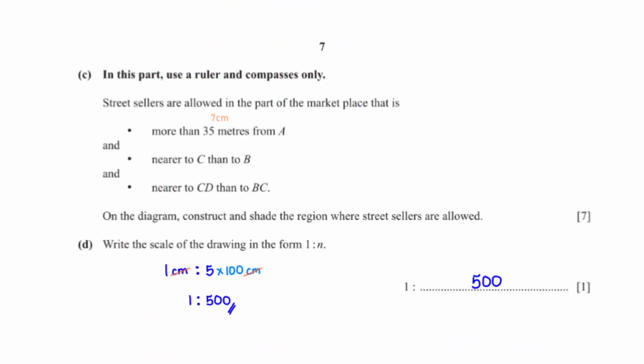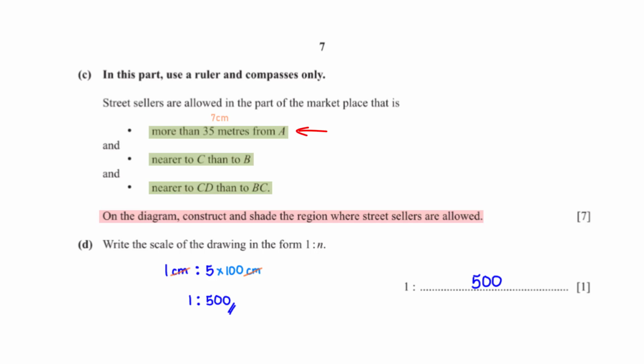In this part, use a ruler and compasses only. Street sellers are allowed in the part of the marketplace that is more than 35 meters from A and nearer to C than to B and nearer to CD than to BC. On the diagram, construct and shade the region where the street sellers are allowed.